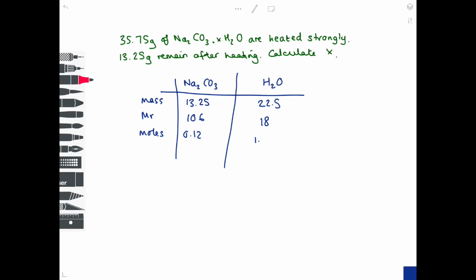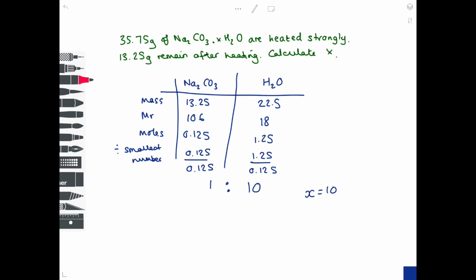This is 1.25. And then divide by the smallest number, which is clearly 0.125. So that will obviously be 1. This is 10. Therefore, x equals 10, and that's it. It's very similar to the empirical formulae question.